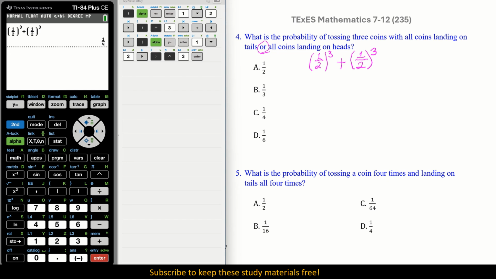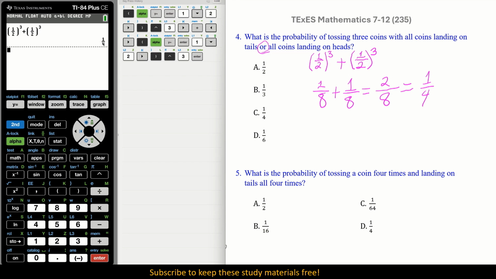Because if you think about it, what you really would end up with is 1 over 8 plus 1 over 8. When you're adding fractions together, that would be 2 out of 8, which simplifies. There we go.